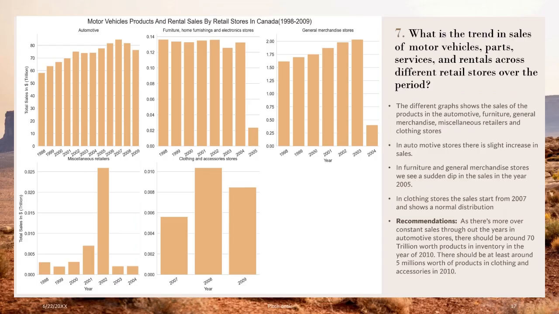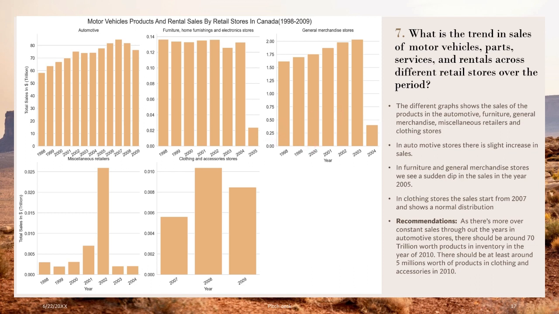What is the trend in sales of motor vehicle parts, services and rental across different retail stores over the year? The different graphs show us sales of products in the automotive, furniture, general merchandise, miscellaneous retailers and clothing stores. In automotive stores, there is a slight increase in the sales. In furniture and general merchandise stores, we can see a sudden dip in the year 2005. In clothing stores, the sales start from 2007 and show a normal distribution.